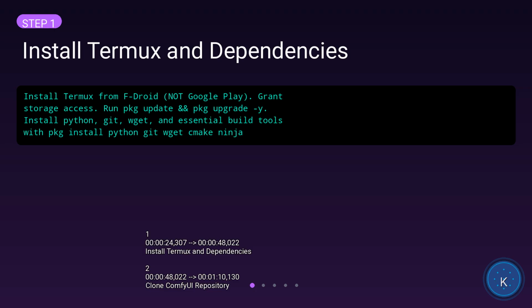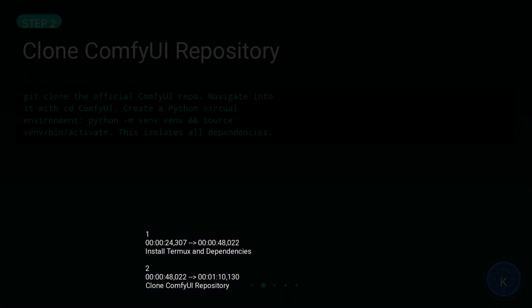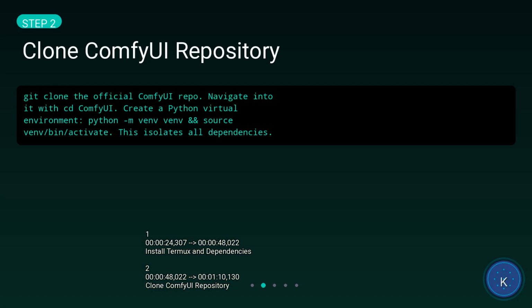Clone ComfyUI repository. Git clone the official ComfyUI repo. Navigate into it with cd ComfyUI. Create a Python virtual environment, python -m venv venv, and source venv/bin/activate. This isolates all dependencies.